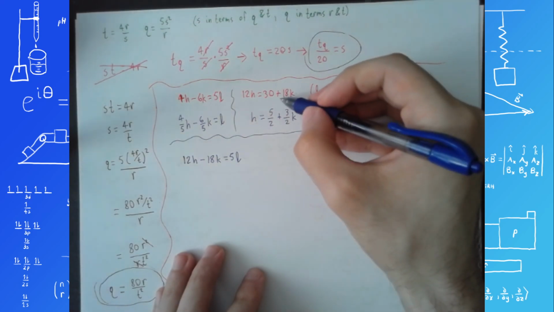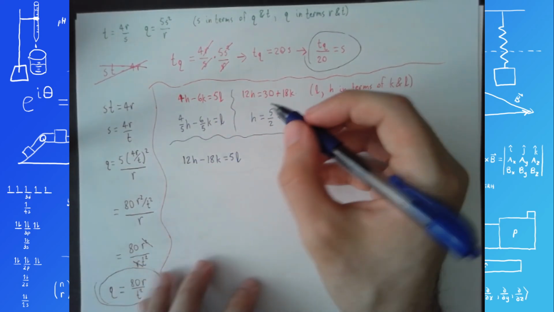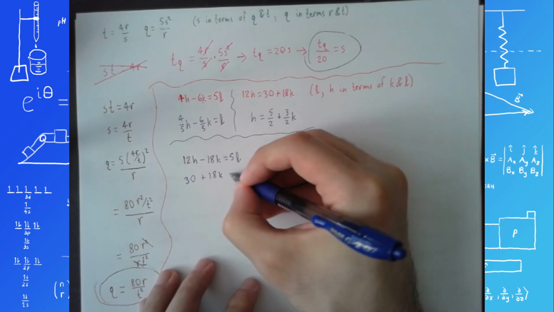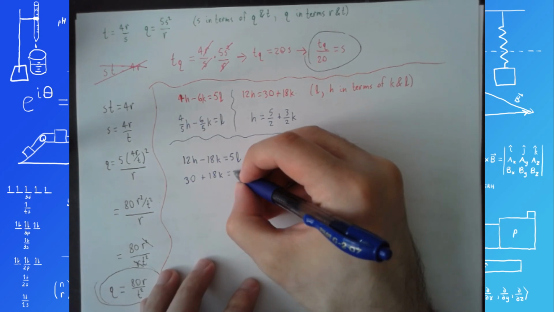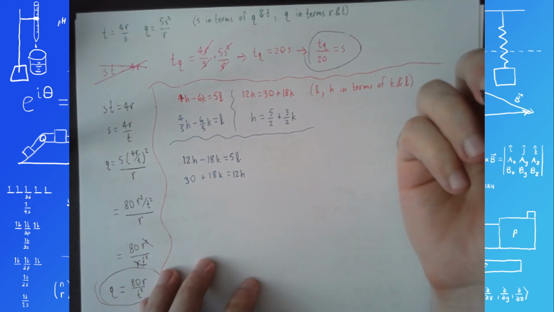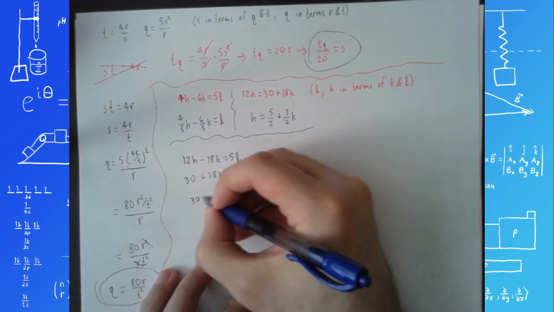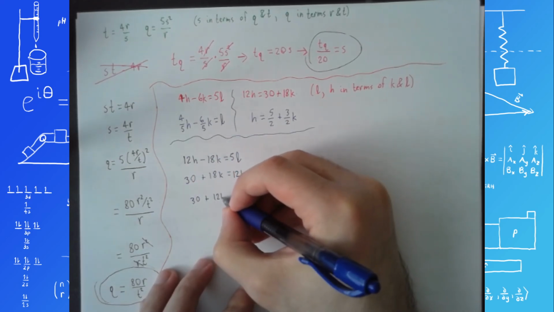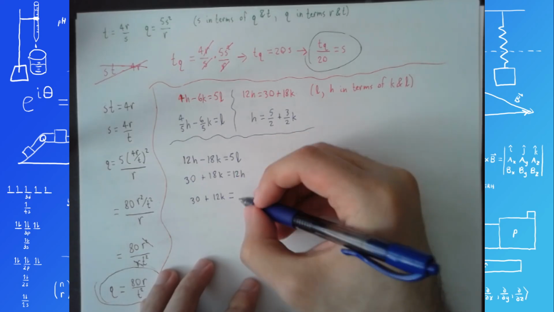And then if I write this with the 12h on the right-hand side, if I just flip the right and left, so if I do 30 plus 18k equals 12h. This should do something for us. If I add the two equations together, now I get 30 plus 12h, minus 18k and plus 18k cancel out, equals 5L.